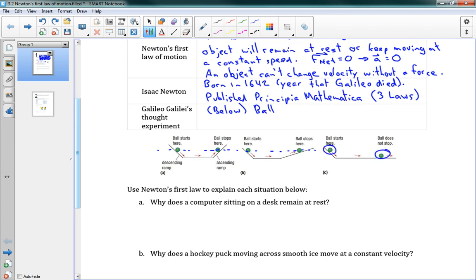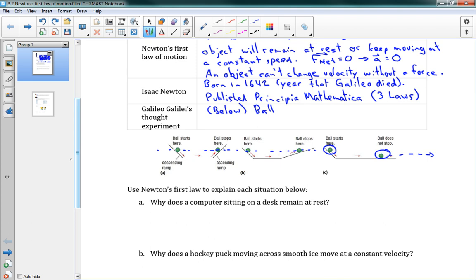Well, if that's true, then the ball is going to keep on going until it's able to raise back up to the same height, which is forever. It's going to keep on going on forever. And that's inertia. Now, in the real world, this doesn't happen, and that's because there's a thing called friction. But the principle is sound.